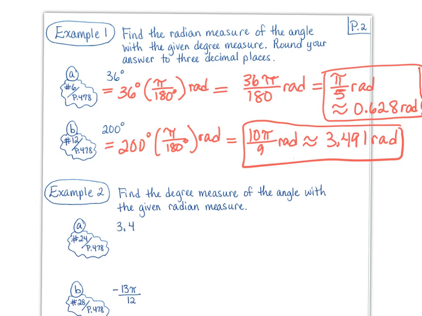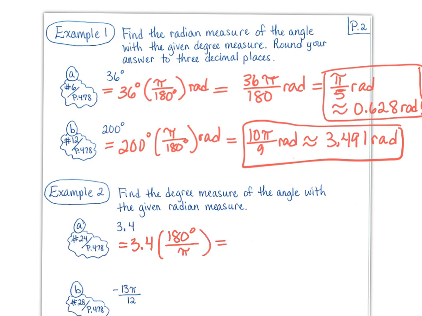Okay, example 2. We want to find the degree measure of the angle with the given radian measure. So we're going from radians to degrees. So we need to multiply what we're given by what? 180 over pi. Good. So you have 3.4, I said 3.14, I'm thinking pi. No, we have 3.4 times 180 degrees over pi.